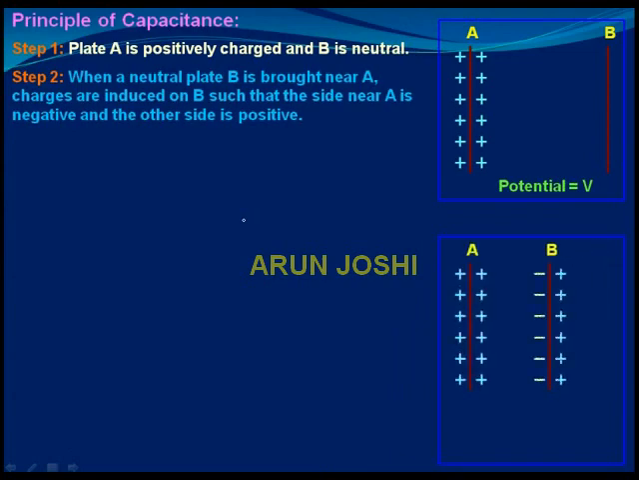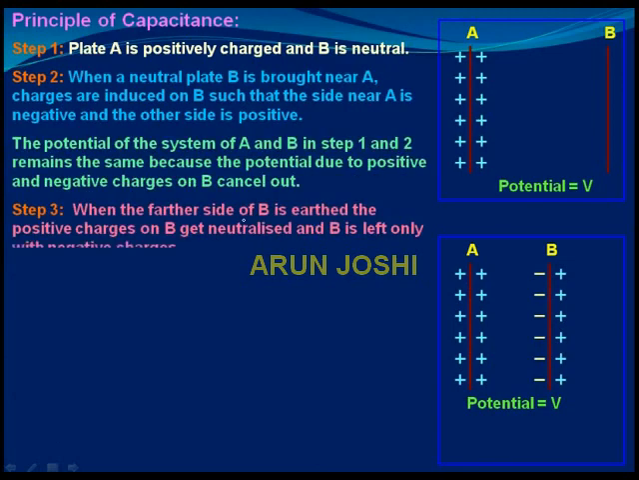I think we could not draw there, but all of you know there will be an induction process as you bring it closer to A. Now, potential due to plate B is not changing because net charge is 0. But when I earth the outer side of the plate B, this positive charge will get neutralized like this.